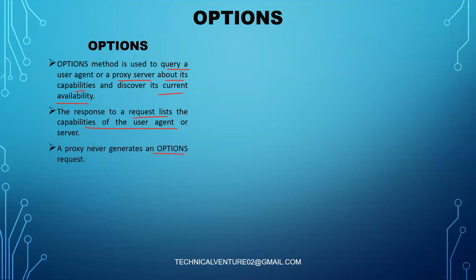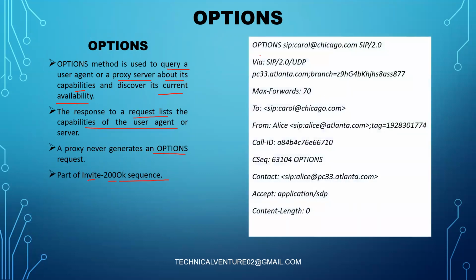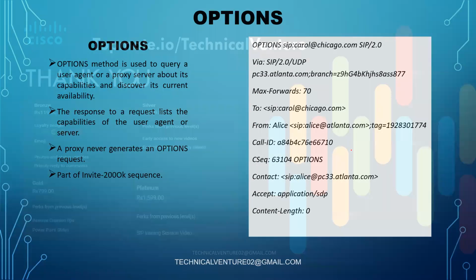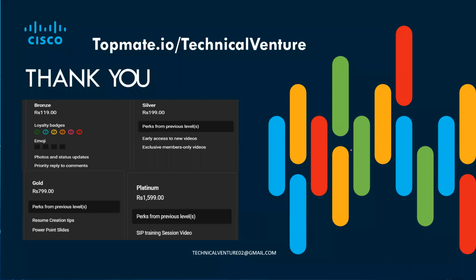Proxy never generates an options request. It is a part of the invite 200 OK sequence. Here you can see the options method would be there. It also contains Via, Max-Forwards, To, From, Call-ID, CSeq, and the Contact header. CSeq is saying this one, 63104 OPTIONS, right? So why am I highlighting CSeq again and again? Because this is very important, right?